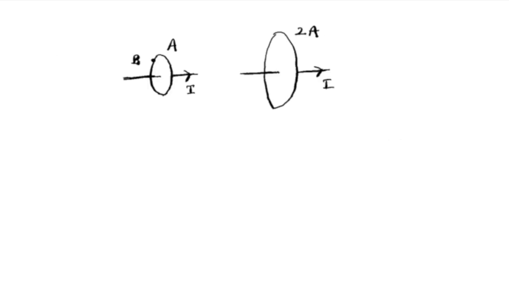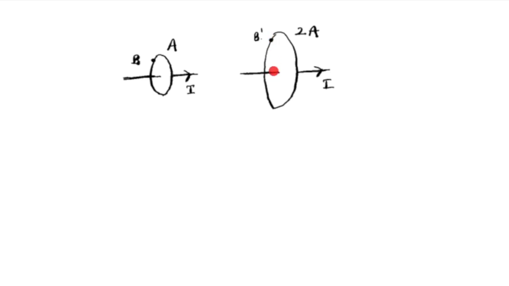Another interesting question. Here there is a wire going like this, and there's a loop given to us. The area is given as A, and on the perimeter or circumference, the magnetic field is given as B. Now, what they are asking is, if we increase the area of the loop to 2A, so we double the area, what will be the magnetic field in this case?